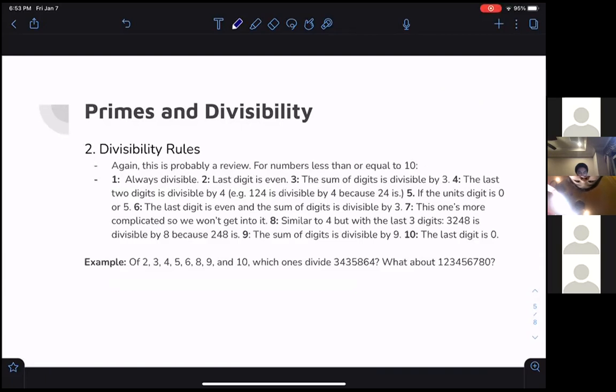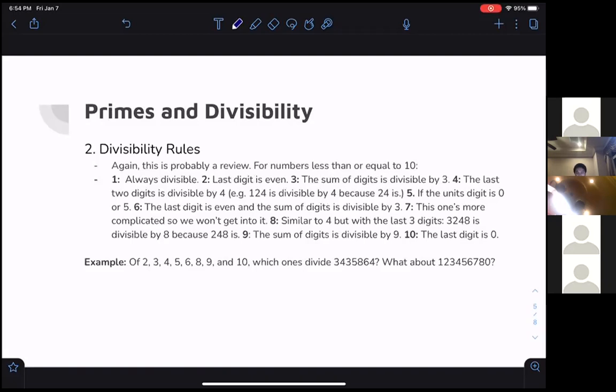For numbers less than or equal to 10, we already know them, they're memorized. Everything is divisible by 1. For 2, the last digit is even. For 3, the sum of the digits is divisible by 3. For 4, the last two digits are divisible by 4. For 5, the units digit is 0 or 5. For 6, the last digit is even and the sum of the digits is divisible by 3, which is basically a combination of the rules for 2 and 3.